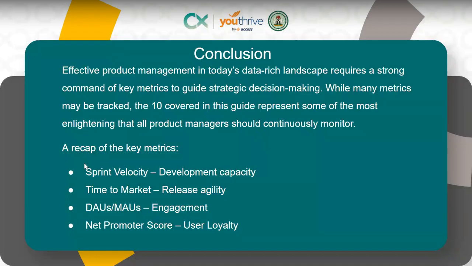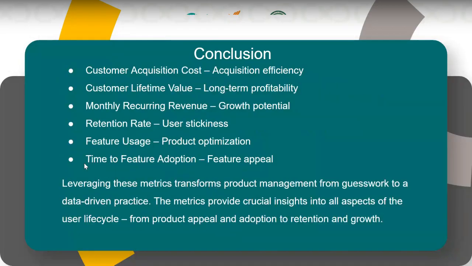We look at net promoter score, which is for user loyalty. We looked at customer acquisition cost, which is your acquisition efficiency. How well is your marketing in terms of acquiring customers? Customer lifetime value, long-term profitability of your product. Monthly recurring revenue, your growth potential. So from looking at this, you can determine how well your product will grow.